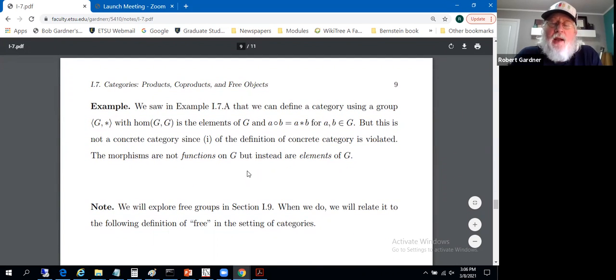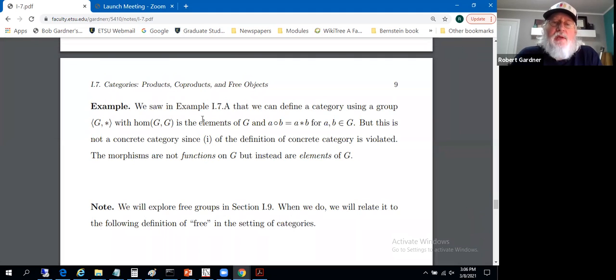An example of a non-concrete category. Previously, in example 1.7.a, we defined a category using a single group, G, say with binary operation asterisk, where we took as hom(G, G), the morphisms mapping G into itself, the elements of G themselves. So a morphism is an element of the group. And then we compose those morphisms using the binary operation of the group.